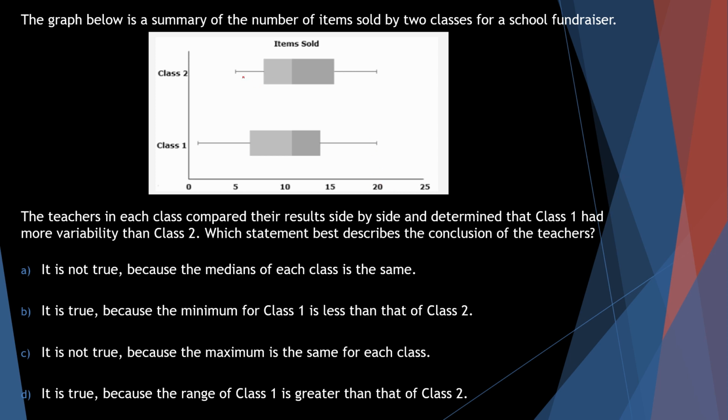So class 1, if you look, the starting number is probably somewhere at 1, and the ending number is at 20. For class 2, it starts at 5, which means class 1 has a wider spread, or the range would also be bigger. So it is true because the range of class 1, meaning the starting and the ending point, is bigger than the starting and the ending point of class 2. Right? The box plot for class 1 is much longer.